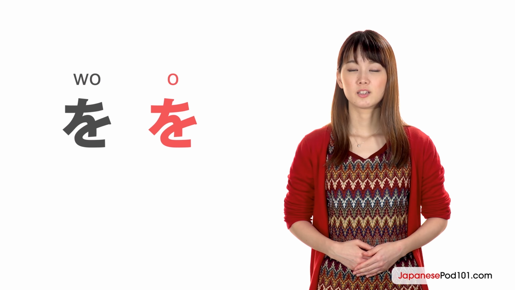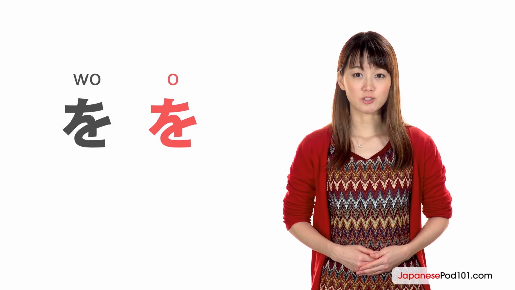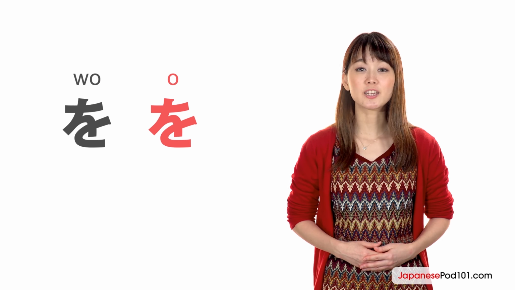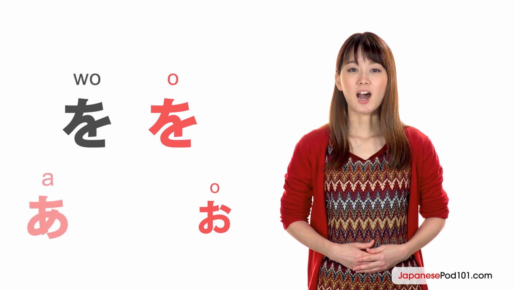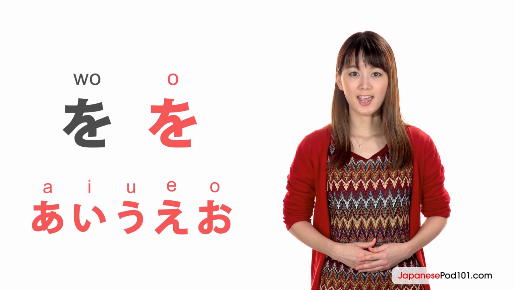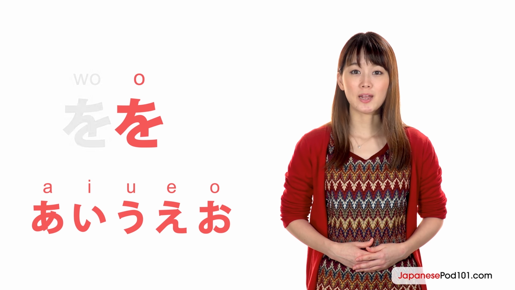Some textbooks spell this particle as W-O. Risa, how do we spell and pronounce this particle? The object marking particle is in the last row of the hiragana chart. It sounds like the regular o, as in a, i, u, e, o. That's why we spell it o.